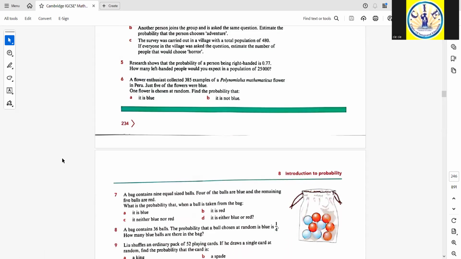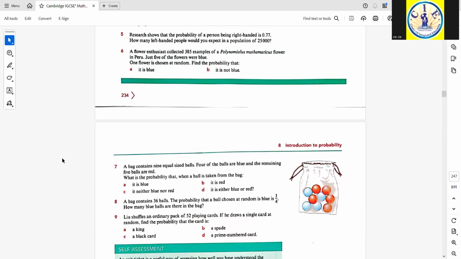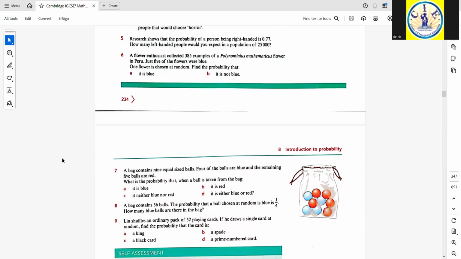Now it is question number 6. A flower enthusiast collects 385 examples of a polynomials mathematicus flower in Peru. Just 5 of the flowers were blue. Okay. One flower is chosen at random. Find the probability that it is blue. Just 5 of the flowers were blue. Total were 385. Okay.